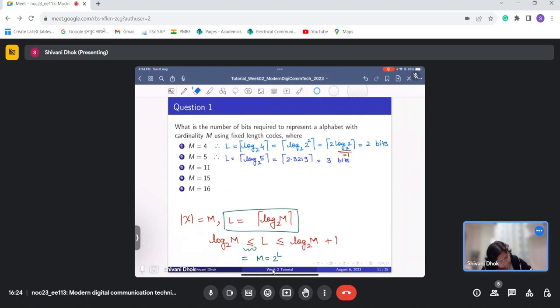Now again, if you look at this 3, we have log 5 to the base 2 as 2.3219. And if we observe, 2.3219 is less than or equal to this 3, which is less than or equal to 2.3219 plus 1, which is equal to 3.3219. Which means this satisfies the inequality which is listed here.